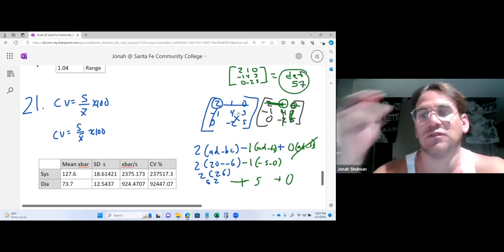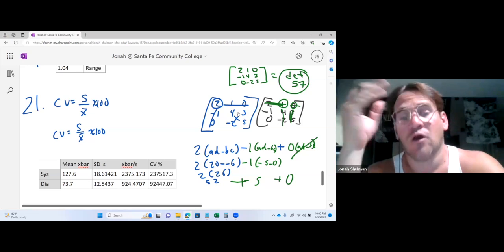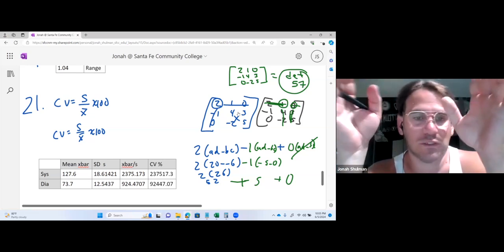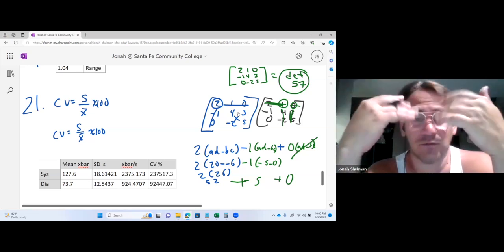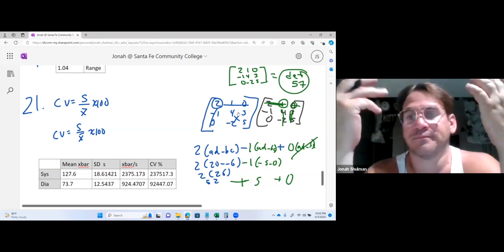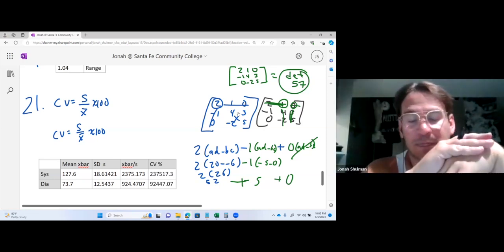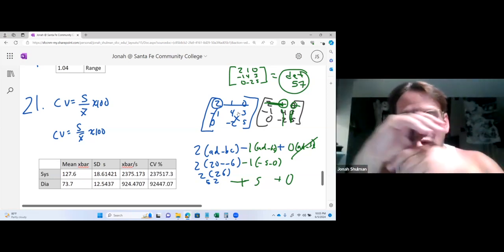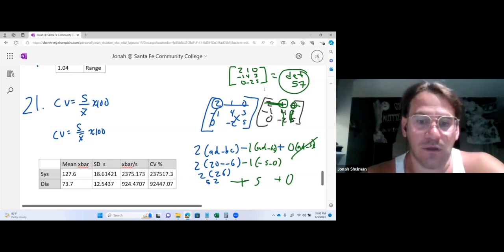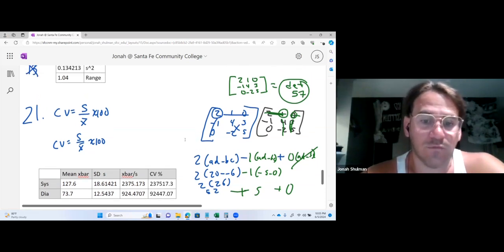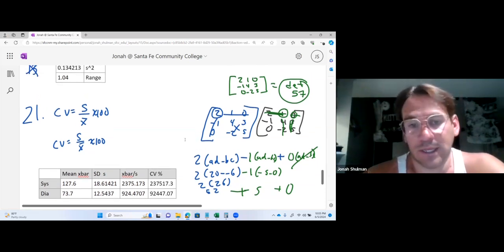Stats means taking a whole bunch of different values, but we just got to find the best. Is the mean the best to represent it? Is it the variance? Is it the median? Is it the range? Or in this case, is it the coefficient of variation? Like, what's going to be the best way to look at it?